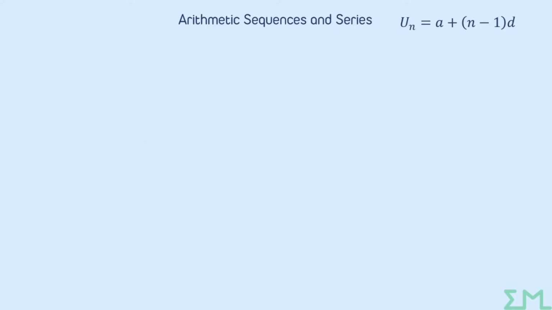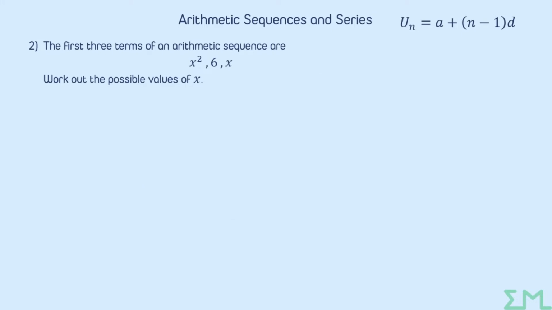Okay, let's have a look at the second question. Okay, we've got some algebra here. The first 3 terms of an arithmetic sequence are x squared, 6, and then x. Work out the possible values of x. So straight away we're noticing that it says values, meaning we can have more than one value.